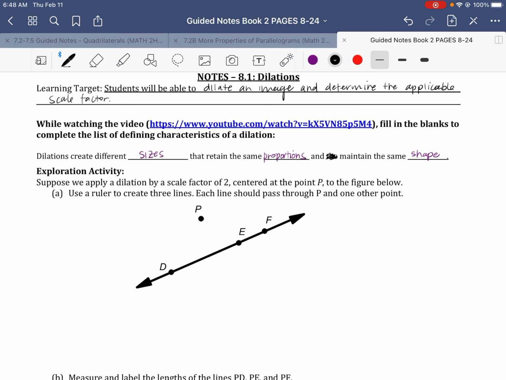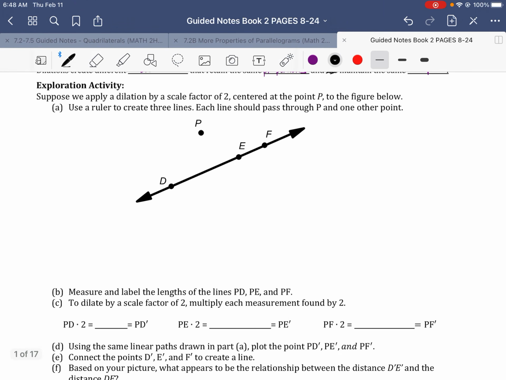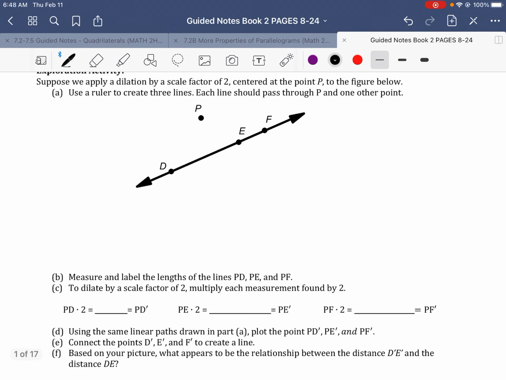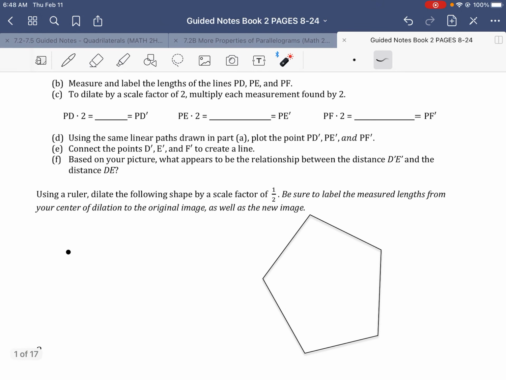We did a couple exploration activities. I'm going to skip this linear one and just talk a little bit about this lower one. But you're welcome to walk through this one and look at a dilation. Notice this one's going to dilate by a scale factor of 2. The one I'm going to do down here is going to dilate by a scale factor of 1/2. So definitely on the top one, go ahead and walk yourself through those steps that it walks you through.